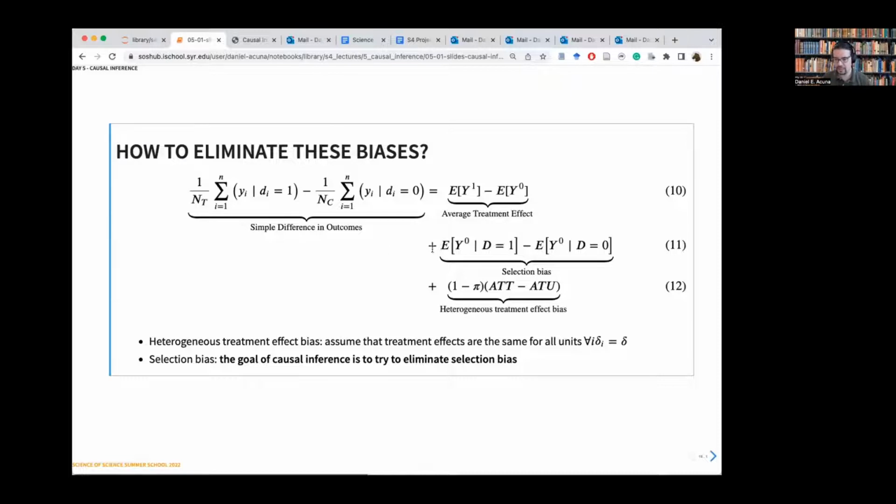Okay, so how do we do this elimination? There are many methods, and we'll go through just one in this class. Any questions so far? All right.